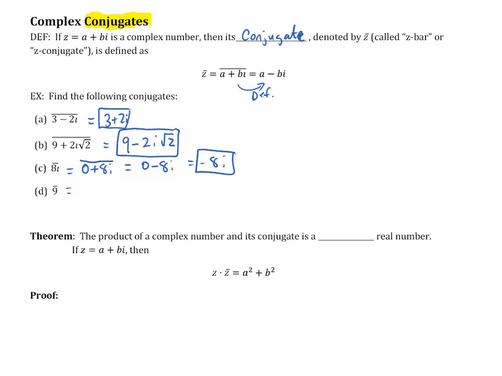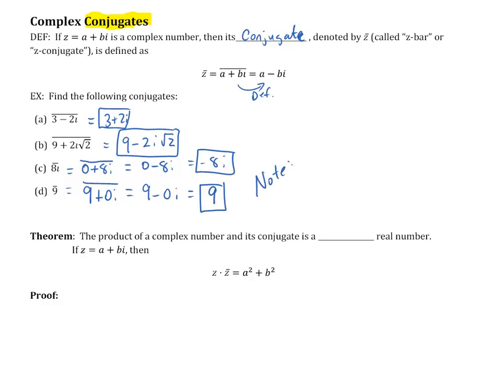Maybe it's even easier to just think of conjugates of complex numbers as changing the sign of the imaginary part. That's all we mean by the conjugate. Which would mean if I have 9, that's the same thing as 9 + 0i. Its conjugate would be 9 - 0i, or 9 - 0, which is still 9. The conjugate of a real number is itself.